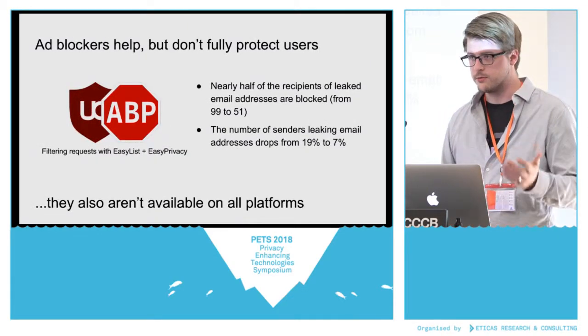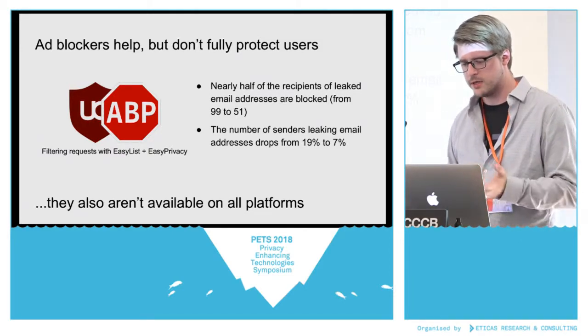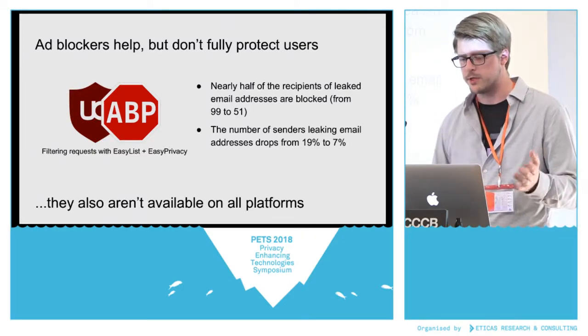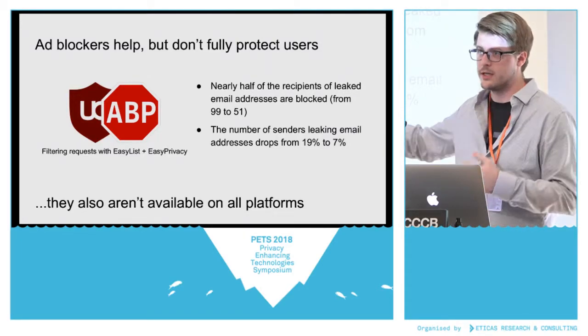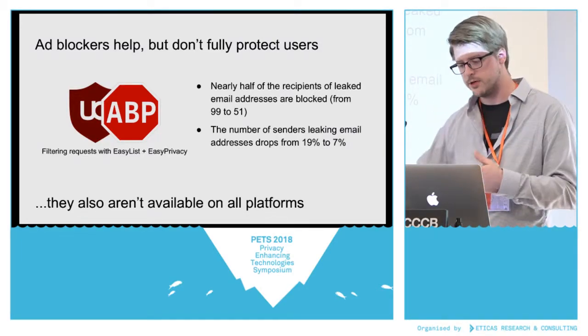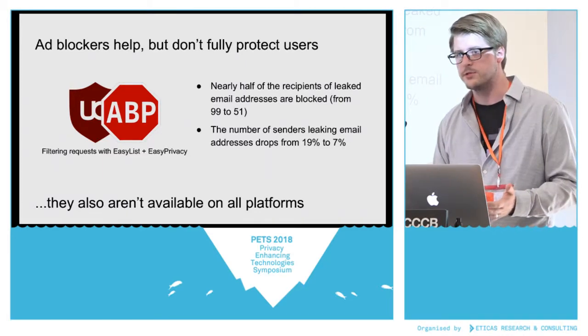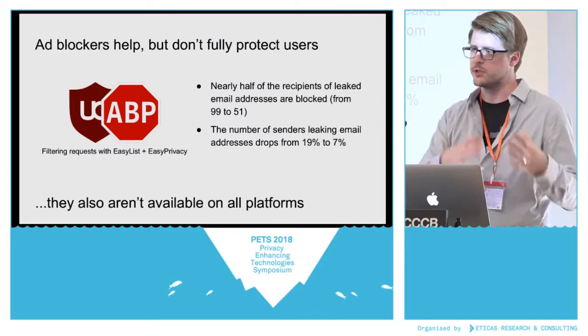And so we also did a measurement with ad blockers to see how well they helped users. And we found that it cut the leaks about in half, from 99 to 51, in terms of the number of recipients, and also in terms of the number of senders sending emails which leak email addresses. But the problem is they're not available on all platforms, and certainly they were missing these email-only trackers. So it seemed like they were designed for the web.